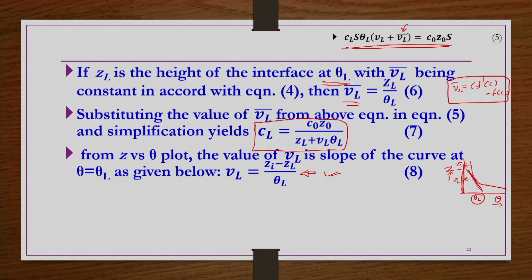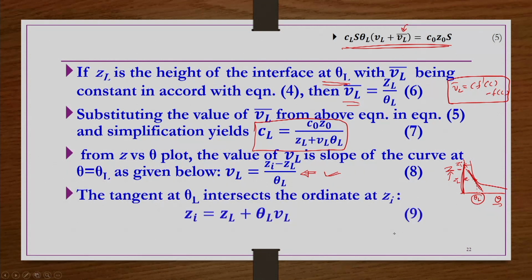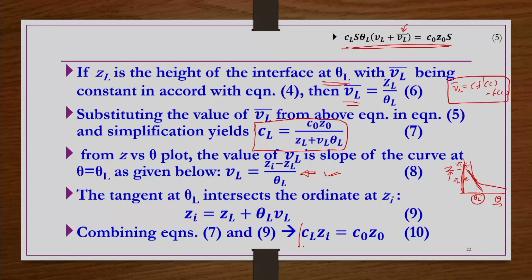So, this V L, if you substitute here in equation number 7 and then simplify, you will get the required equation as C L Z I is equals to C naught Z naught. In equation number 7, V L is equals to Z I minus Z L by theta L. If you substitute, you will get the final equation C L Z I equals C naught Z naught. Now, C L is also known from here. This equation is now in a usable form.